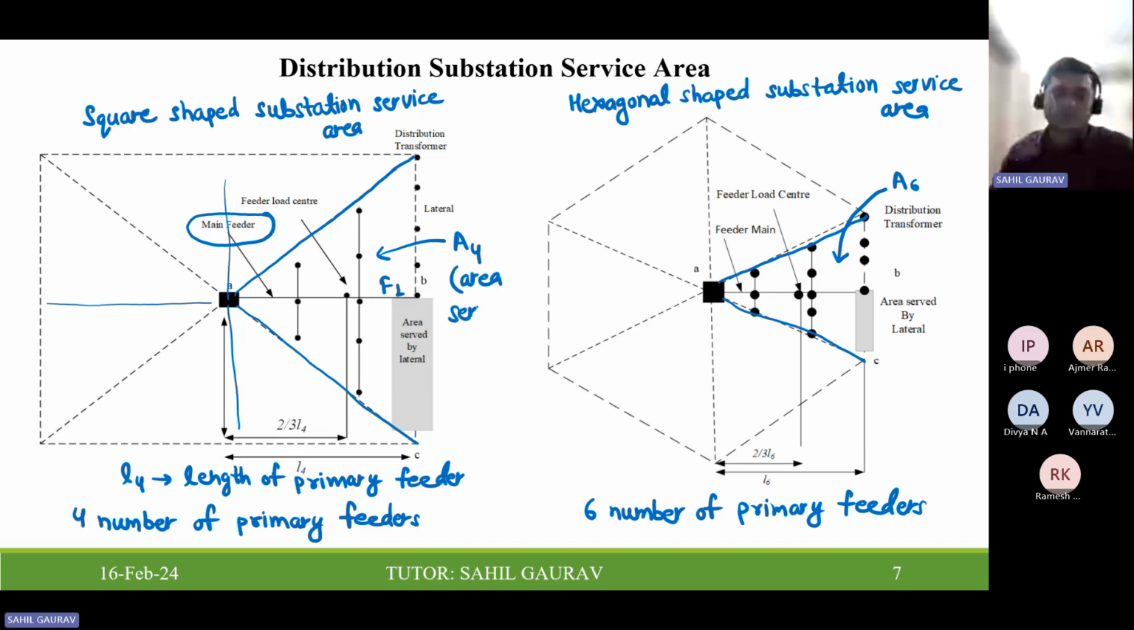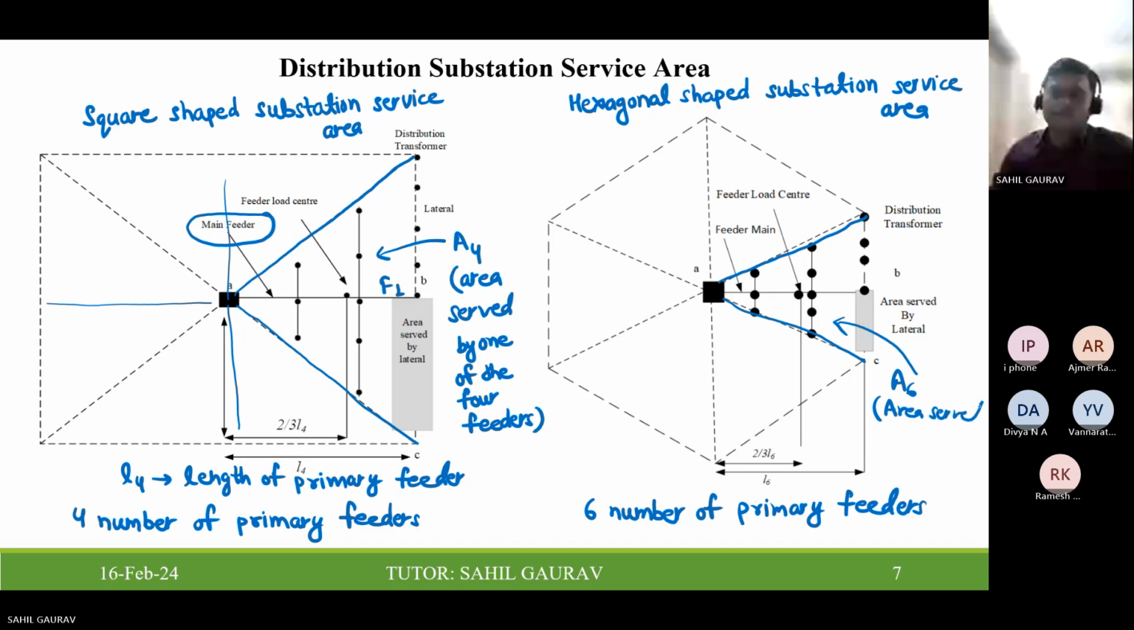So A4 means area served by one of the feeders. And A6 means area served by one of the 6 feeders.